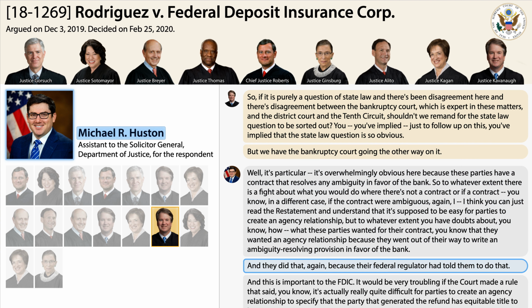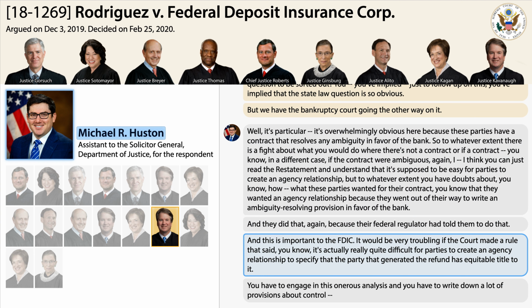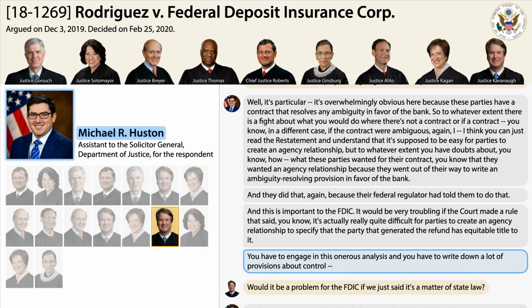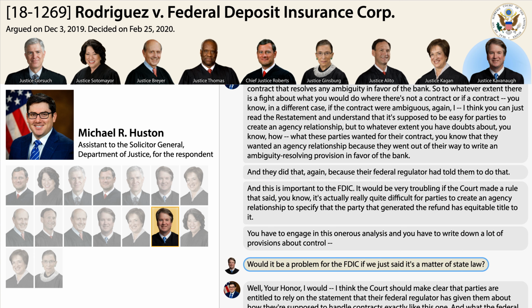And they did that, again, because their federal regulator had told them to do that. And this is important to the FDIC. It would be very troubling if the court made a rule that said it's actually really quite difficult for parties to create an agency relationship to specify that the party that generated the refund has equitable title to it. You have to engage in this onerous analysis, and you have to write down a lot of provisions about control. Would it be a problem for the FDIC if we just said it's a matter of state law?